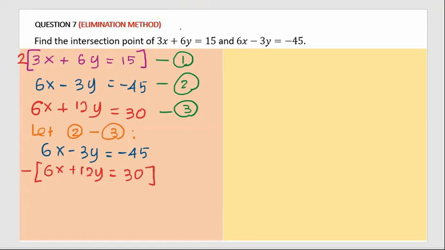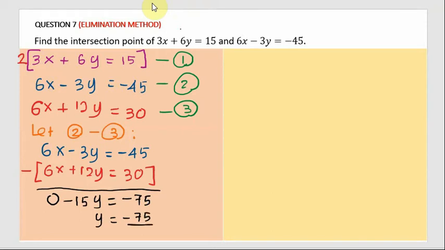Now we have here 6x minus 6x is 0. Negative 3 minus 12 is negative 15y. Negative 45 minus 30 is negative 75. So here we have y equals negative 75 divided by negative 15. So y equals 5.